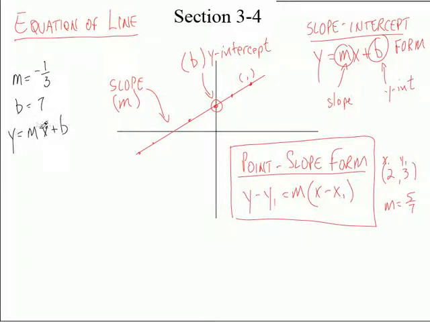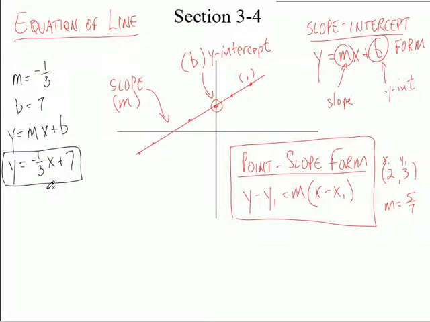Now we don't put anything in for x, we don't put anything in for y, we just keep those letters. Now we do replace the m, so that would be what? -1/3. What do we do with the x? Just write an x, and then you put the b. It's a +7, so you put +7. So that would be an equation of a line.